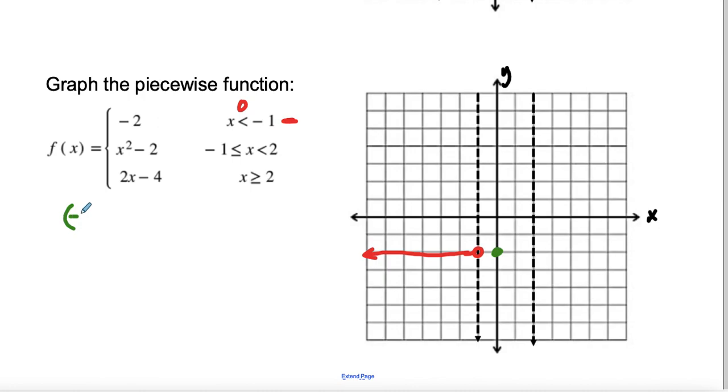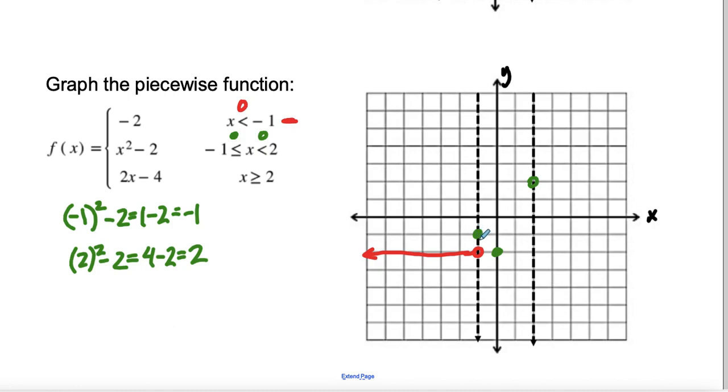And if I input negative 1, at our dividing line, that's going to give me 1 minus 2, which is equal to negative 1. So I'm going to go ahead and put a closed dot here for negative 1 is less than or equal to x is less than 2. And then I'm going to input 2 again to figure out what the y value is when x is 2. So that's 4 minus 2 equals 2. So I'm going to go ahead and put that dot here, and that's going to be an open dot. And that's going to be right here.